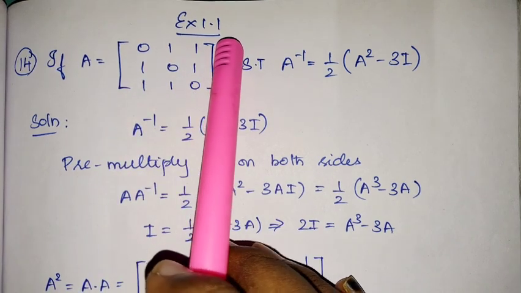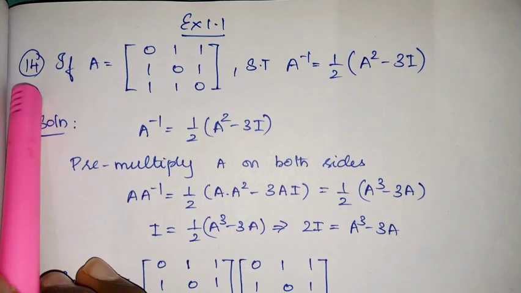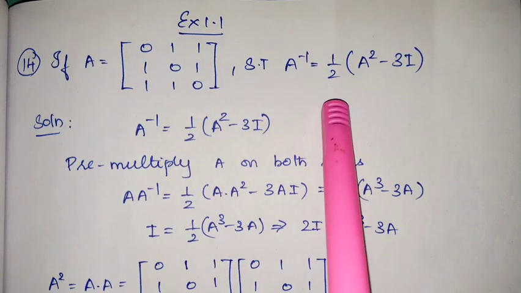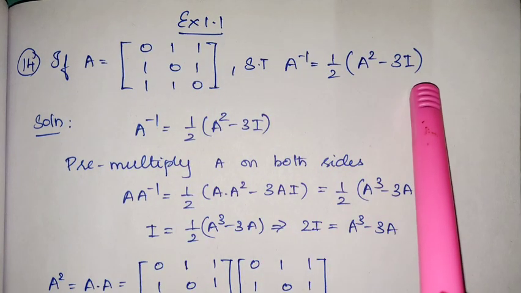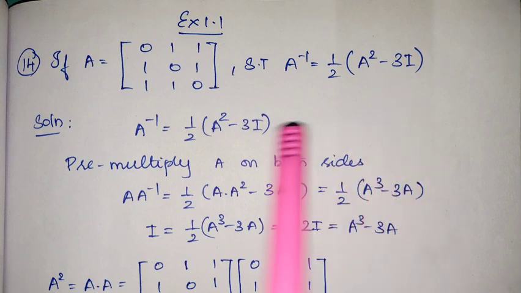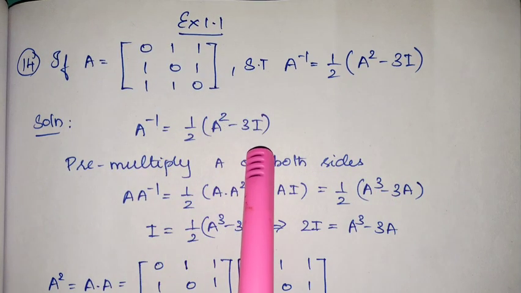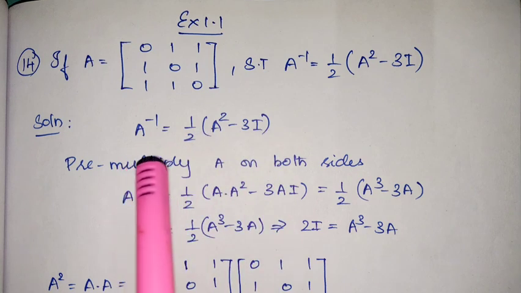Exercise 1.1, last sum number 14. If A is a 3 by 3 matrix, show that A inverse is equal to 1 by 2 into A square minus 3I. So how are we going to do this problem? A inverse is equal to 1 by 2 into A square minus 3I. So you can do it as we have seen.